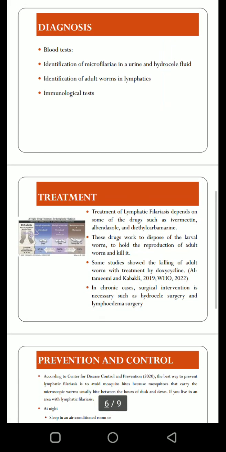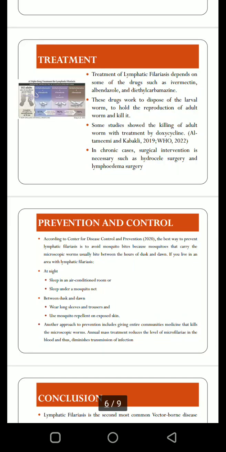Now, having known how to diagnose it, we got to check the treatment. Treatment of lymphatic filariasis depends on some drugs such as ivermectin, albendazole, and diethylcarbamazine. These drugs work to dispose of the larva, to hold the reproduction of the adult worm and kill it. Some studies show that killing the adult worm with treatment by doxycycline is very efficient as well. Then, in chronic cases, surgical intervention is necessary, such as hydrocele surgery and lymphedema surgery.